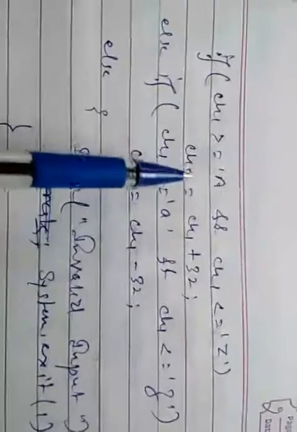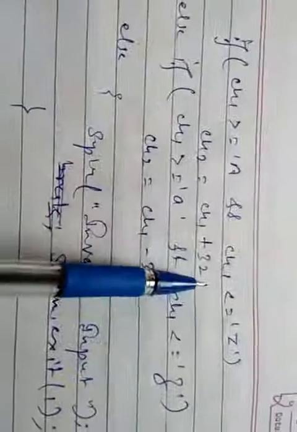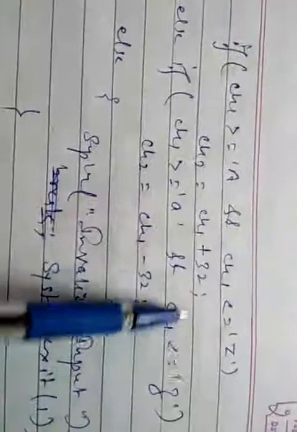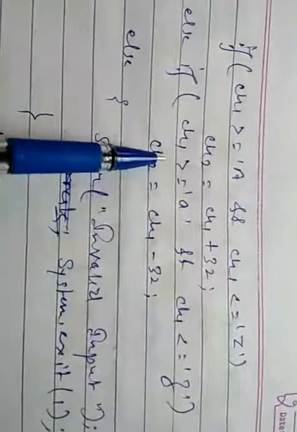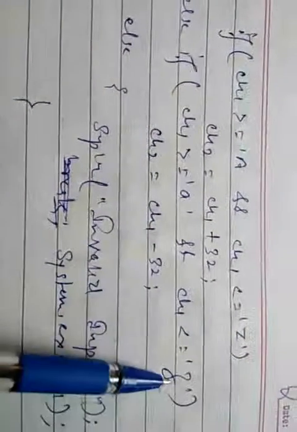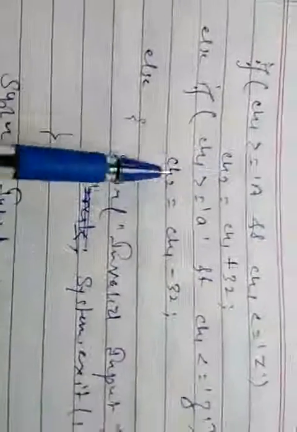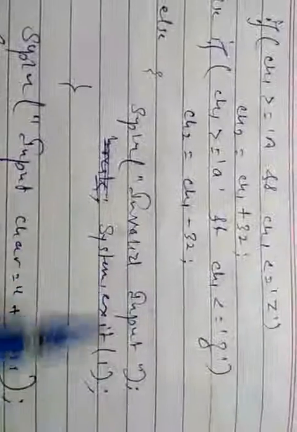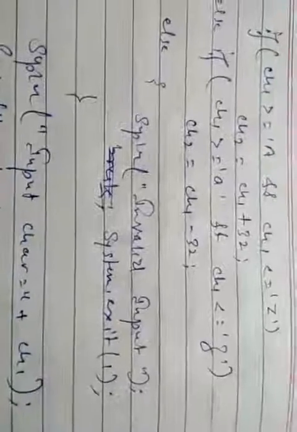Now we are checking if the input character is between capital A and capital Z, then we will add 32, so this will be converted into lowercase. Or if the character is in the small a to small z range, then we will subtract 32. Otherwise we will print the message invalid input and System.exit, so the program should be terminated.